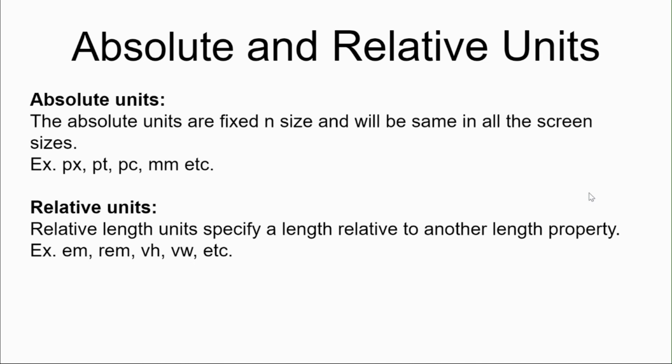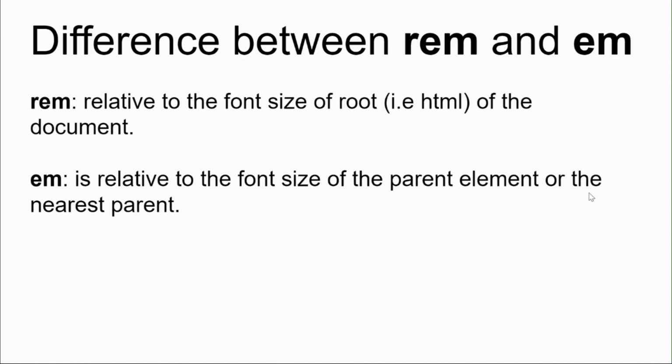The second one is relative units. Relative units are units which are relative to some other length property, maybe the width of the screen, maybe the height of the screen, or something else. Relative units are like em, rem, vh, vw, etc. In this video, we will mostly use relative units, em and rem. So let's check what rem and em are. If you know what rem and em are and how they work, it's good. If not, let's check out.